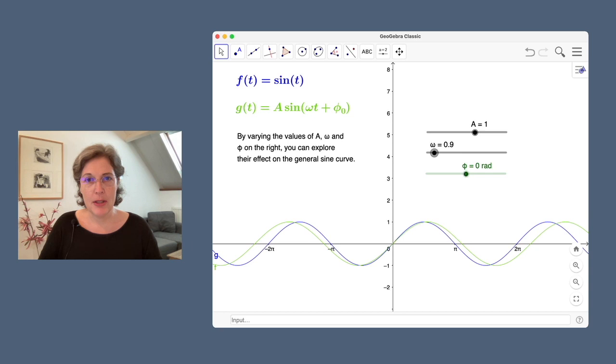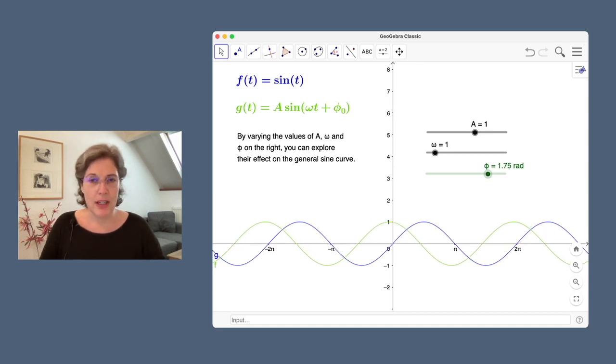Okay, so we're going to put omega back to 1. And now let's see what phi does. So phi 0, which is called the phase angle, let's add a little. And you'll notice that as I'm increasing phi, my function appears to be shifting to the left.